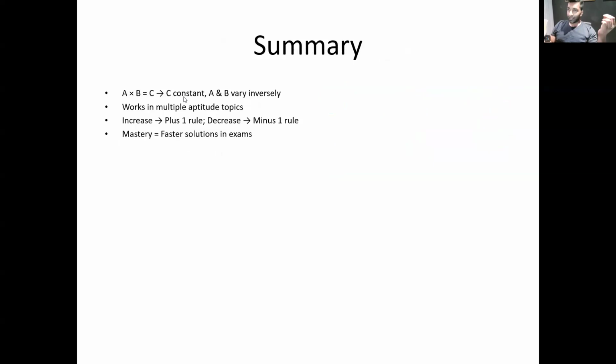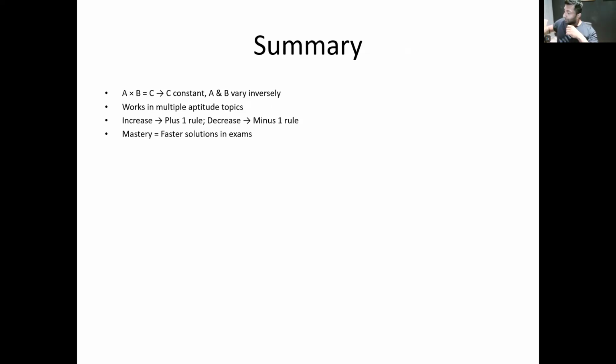I hope this is clear now. C, the right hand side, is constant. A and B are varying inversely. Multiple areas you can apply. You can solve it. Once you start applying this, when you start seeing the questions, that's when you will actually understand the potential of this.